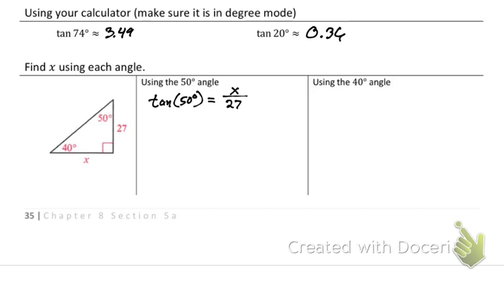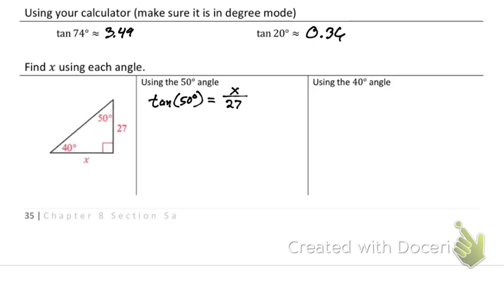And just like Emma brought up, there shouldn't be a degree symbol over here. These are the lengths of sides. That's why 3.49 is not a degree, it's that. All right. So we have tangent of 50 degrees equals x over 27.